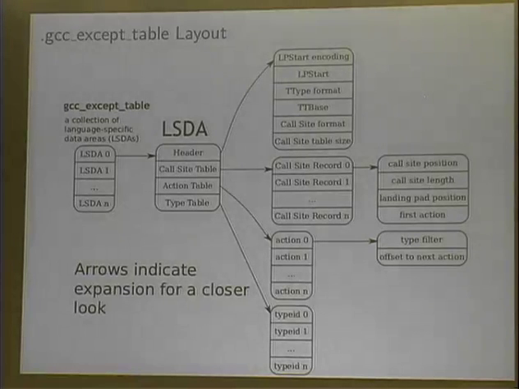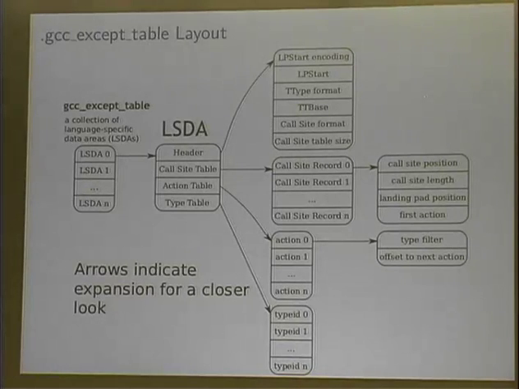It's organized into language-specific data areas, LSDAs, and there's not even any requirement that these LSDAs all have the same format, but if they're all emitted by GCC, they will. So roughly each LSDA corresponds to one block of catch handlers in your C++ program. And within the LSDA, you've got a header, a call site table, an action table, and a type table. The header is not very interesting. It's some bookkeeping information.